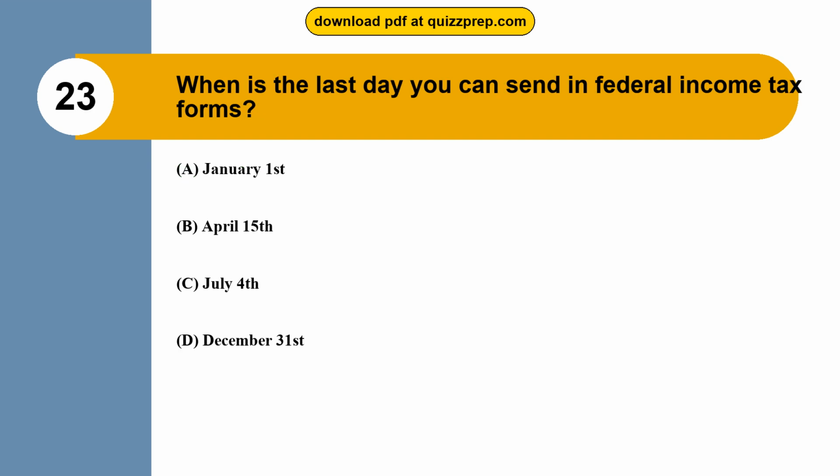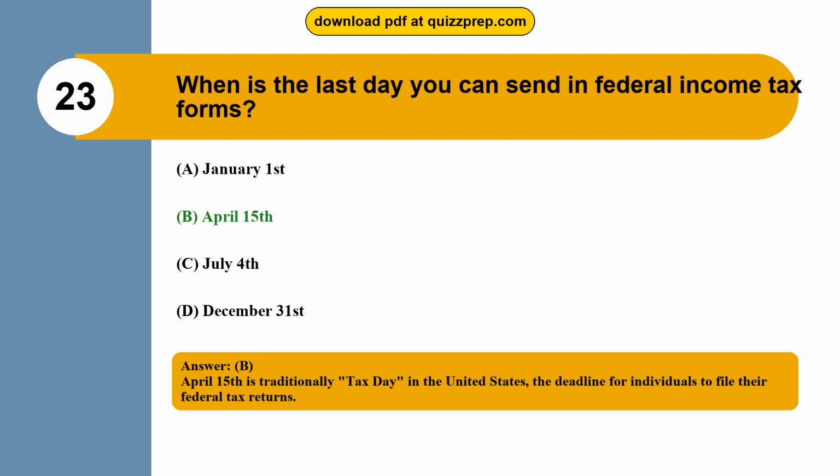Question 23. When is the last day you can send in federal income tax forms? Option A, January 1st. Option B, April 15th. Option C, July 4th. Option D, December 31st. The correct answer is option B, April 15th. April 15th is traditionally tax day in the United States, the deadline for individuals to file their federal tax returns.